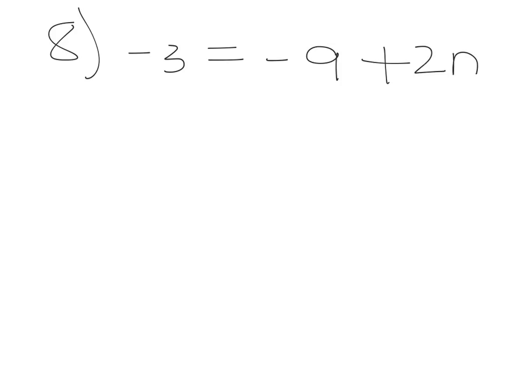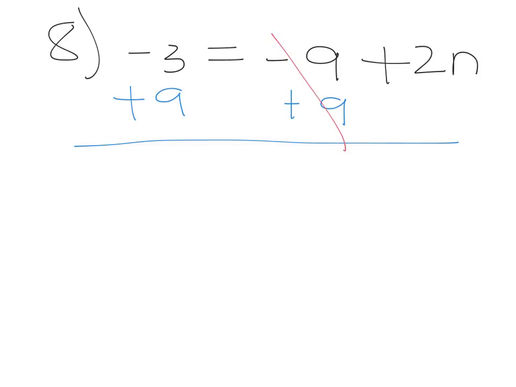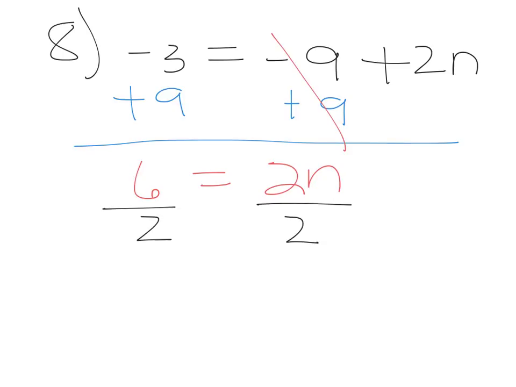Problem number 8. -3 equals -9 plus 2n. First thing I'm going to do is I'm going to get rid of that -9, so I'm going to add 9 to both sides. -9, +9 cancel out. -3 plus 9 is 6 equals, on the right side I have +2n. Okay, I'm going to divide both sides by 2. And I get n equals +3.